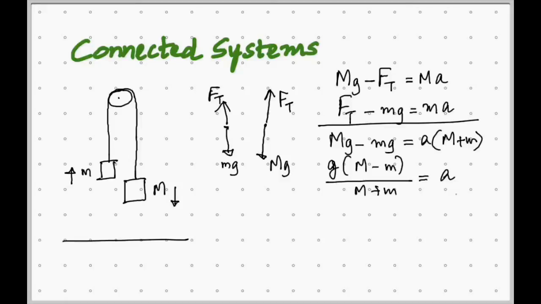And then if you have to find the tension, of course, you can take the value of acceleration and substitute it into one of those equations and you will get the tension. I'm not going to write that because that's just math. So that is one type of connected system.